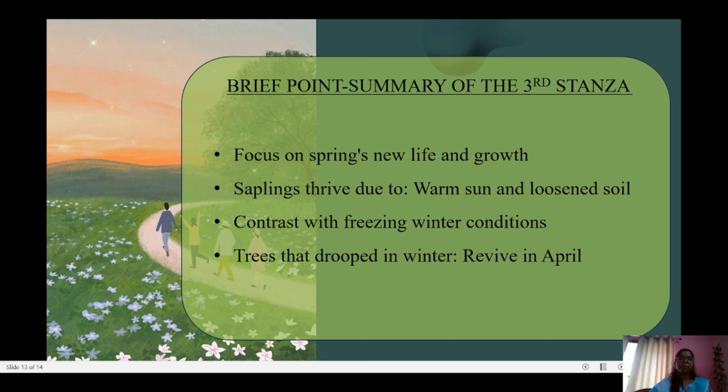So, what we get to learn from these stanzas is that nature is a real fighter and spring is its comeback season. So, it's a reminder that no matter how rough things get, there's always a chance for a fresh start. So, it's like the world is giving us a small pep talk every year when spring shows up.